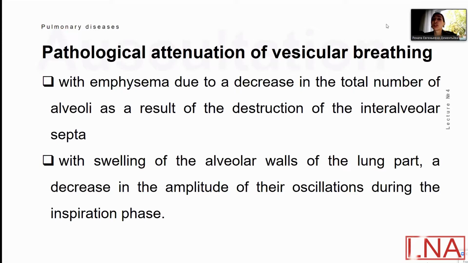Now about pathological attenuation of vesicular breathing. First of all, the reason for pathological attenuation is emphysema, due to a decrease in the total number of alveoli as a result of the destruction of the interalveolar septa, and in the first stage, an increase in the volume of the alveoli. The second reason is swelling of the alveolar walls of the lung, a decrease in the amplitude of their oscillation during the inspiration phase.